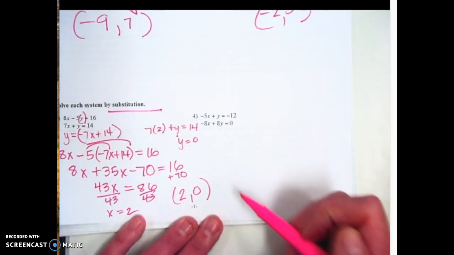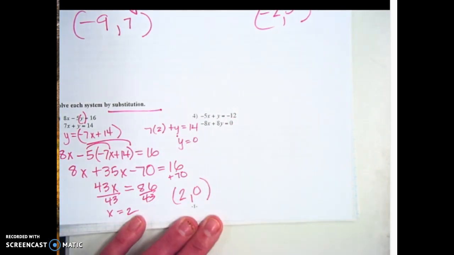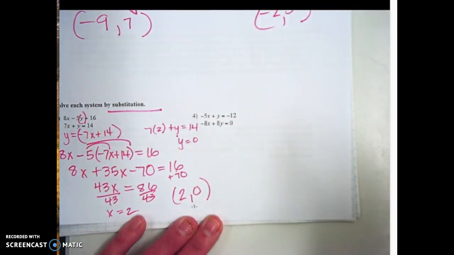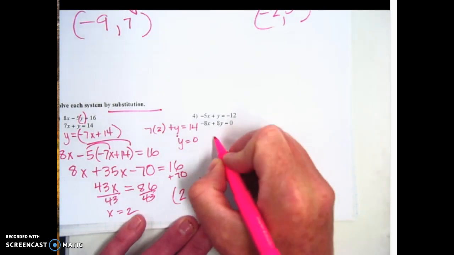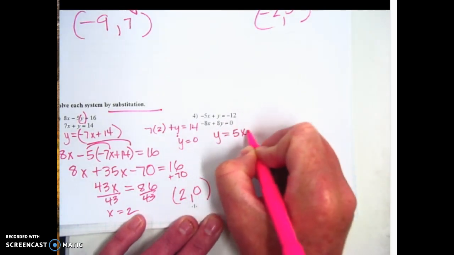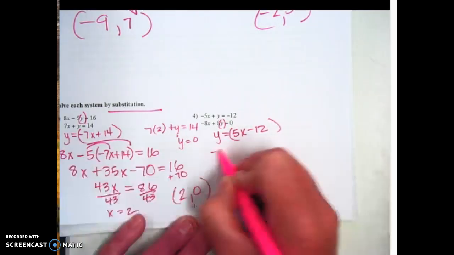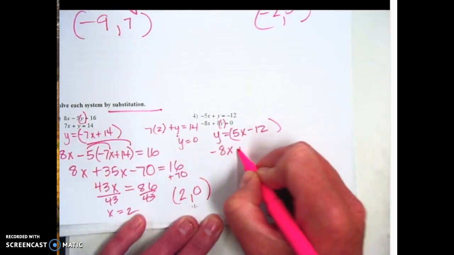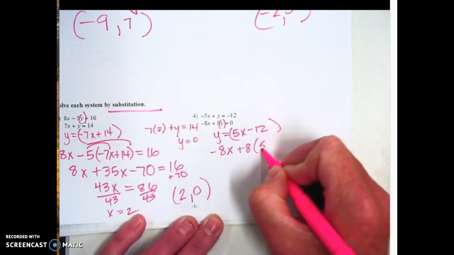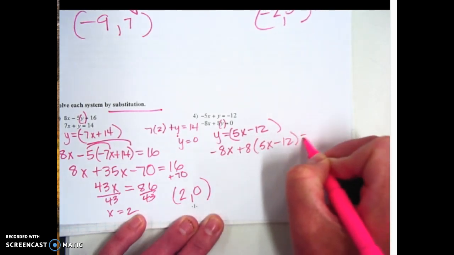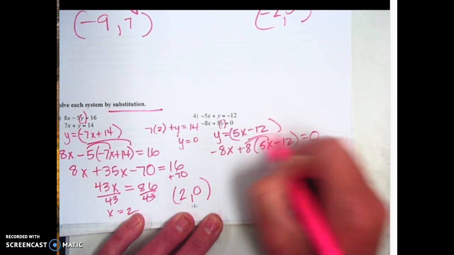Same thing with number 4. The first equation is a little bit easier to solve for the variable y. So I'm going to add 5x to both sides. We get y equals 5x minus 12. All of that substitutes into the second equation where the y is at. So you're going to have -8x plus 8 times all this stuff equals 0. And you have to distribute here and here.